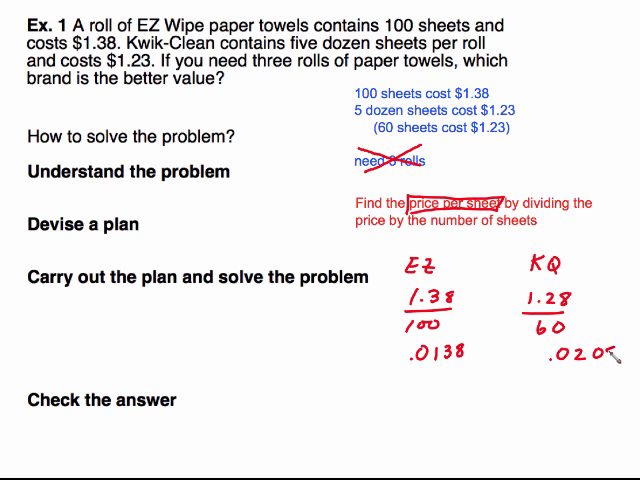Now what do those numbers mean? We're talking money, so move the decimal point 2 places to the right. This is approximately 1.4 cents. I rounded the 8 to make a 4. If we move this the 2 places, we're going to get approximately 2 cents, approximately 2.1 cents if you want to be picky. So which is the better buy? Obviously the one that is the cheaper price. So Easy is the better buy.